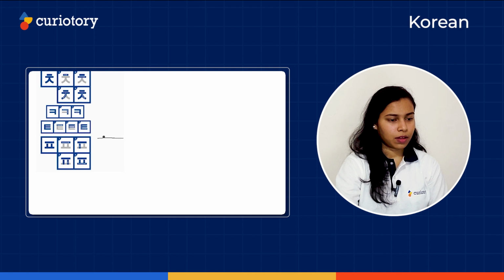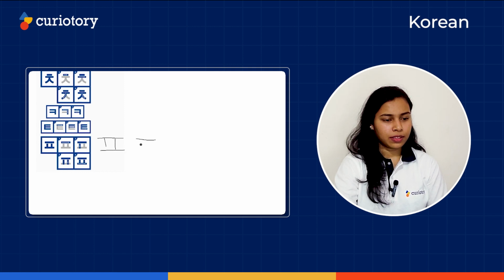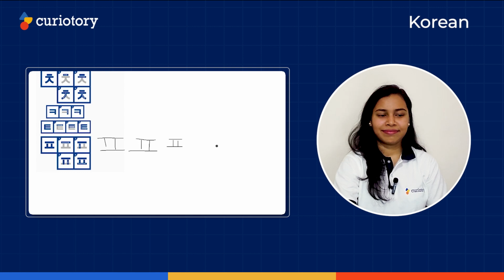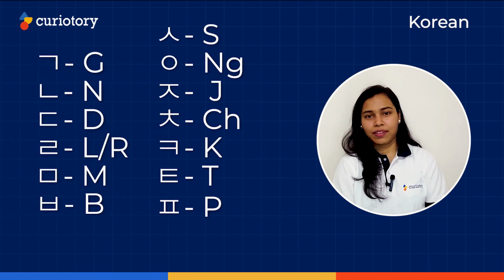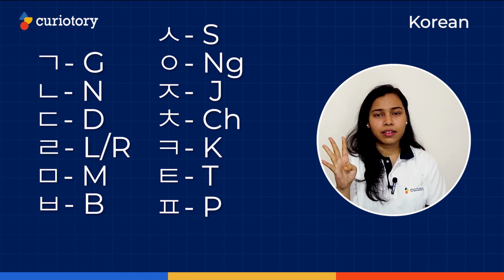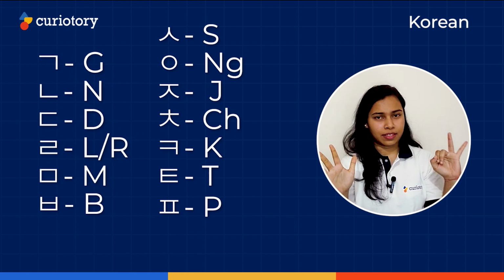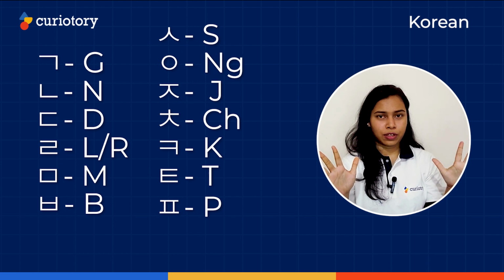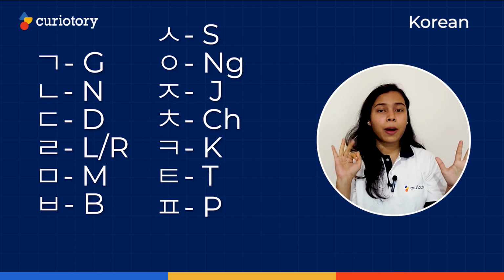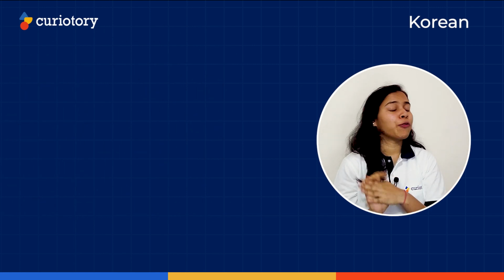1 and 2 and 3 and 4. That's it. 1, 2, 3 and 4. Let's do it again. 1, 2, 3, 4. Easy, right? So till now we have learned G, N, D, L, or R, M, B, S, Ng, J, Ch, K, Th, P. Till P we have done.